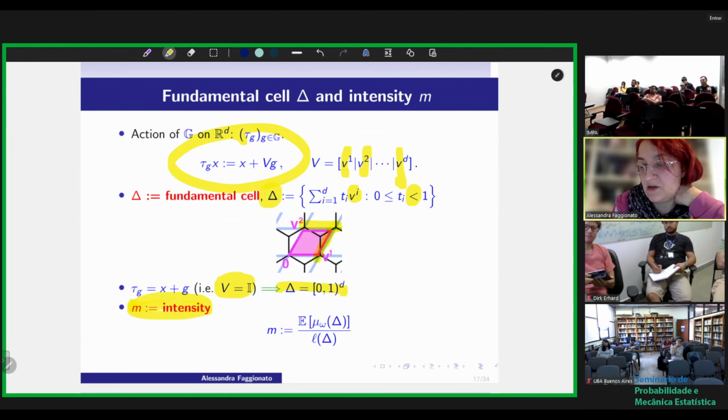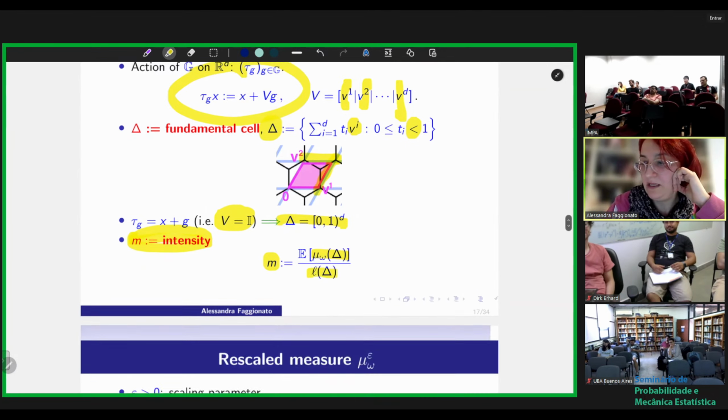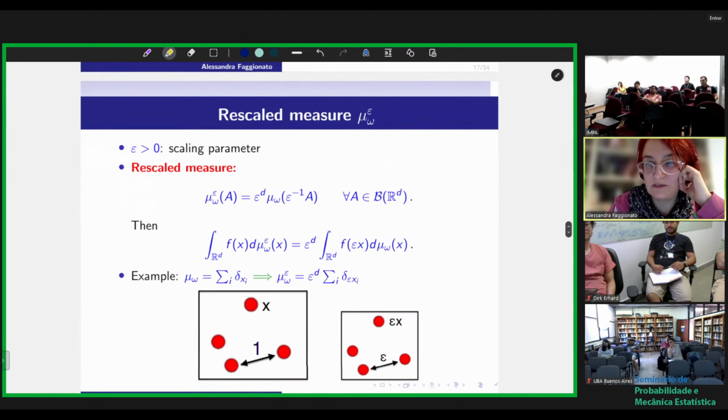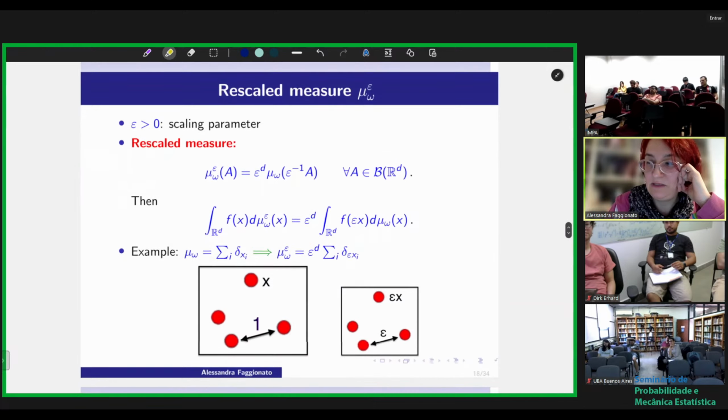Another important concept is the concept of intensity. So the intensity m of my random measure is given by the average mass assigned to the fundamental cell divided by the volume of the fundamental cell. This is the Lebesgue measure of the fundamental cell. Okay. And so if you have a question, please interrupt me.